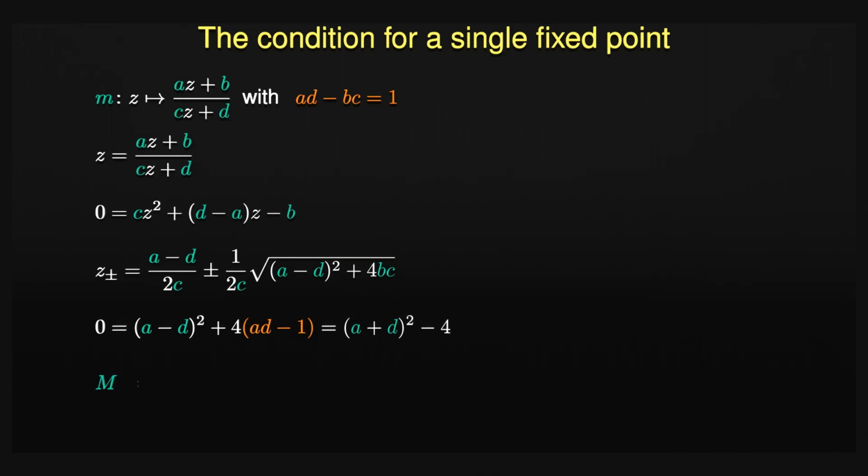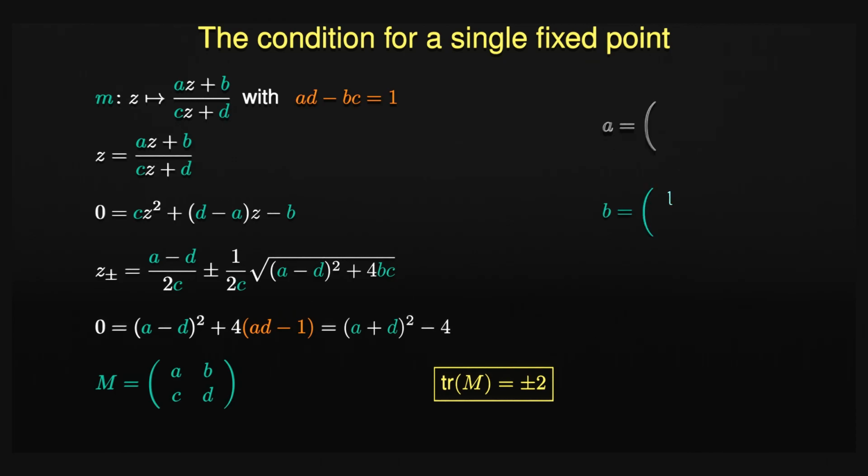When the Möbius transformation is represented by a matrix, the sum of the parameters A and D is usually referred to as the trace of the matrix. Consequently, the condition for just one single fixed point reduces to the statement that the trace of the matrix must be plus or minus 2. This condition is certainly satisfied by our transformations A and B.